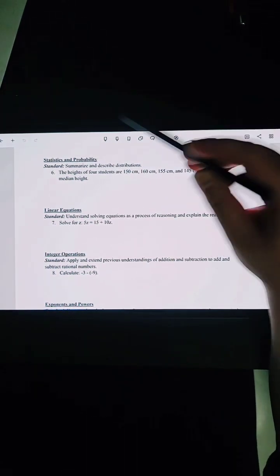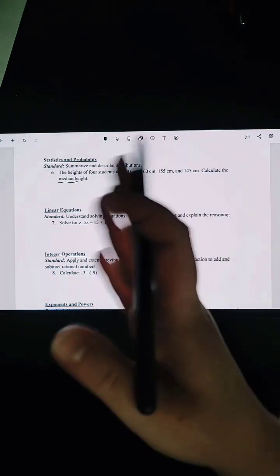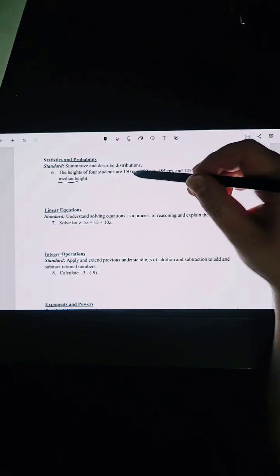So let's go to the statistics and probability problem. It says that the heights of 4 students are all of this. Calculate the median height. So median, think of it like the median of the road, is how I remember it. The median is the middle, the divider between the two roads, the middle part. So it's the middle number when you order these from least to greatest.